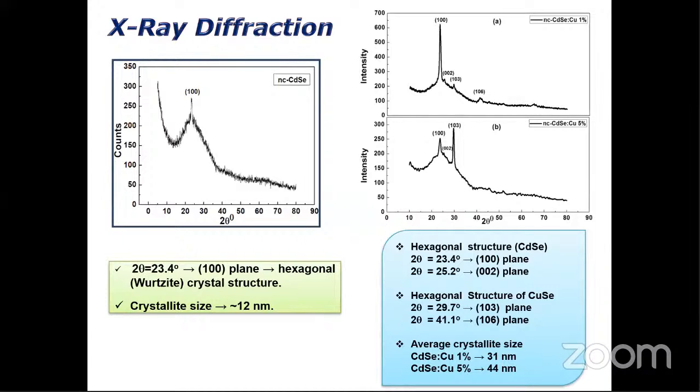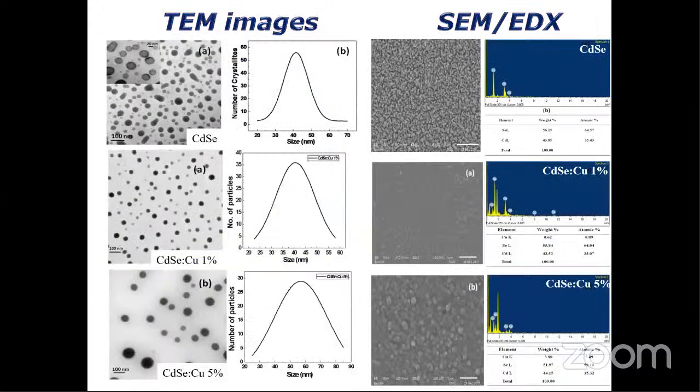However, the other peaks that we are getting at 29.7 degree and 41.1 degree, the 103 plane and 106 plane, are coming due to the copper selenide. The average crystallite size which we have obtained in the case of undoped is around 12 nanometer or so, and after the copper doping it is 31 nanometer and 44 nanometer. So the crystallite size increases as we are doping with copper.